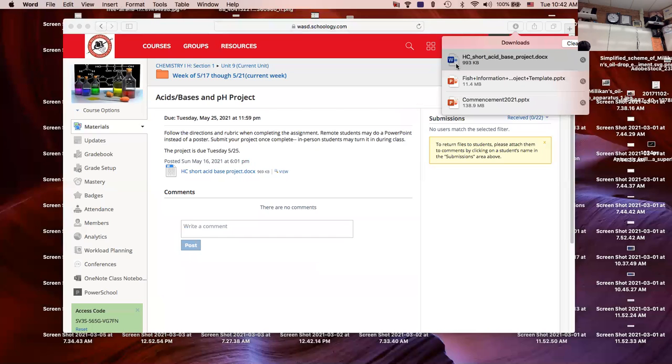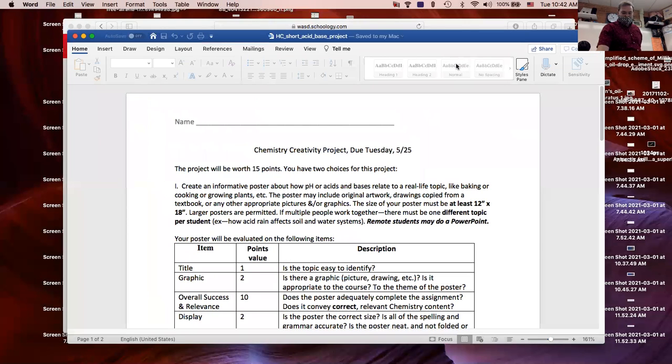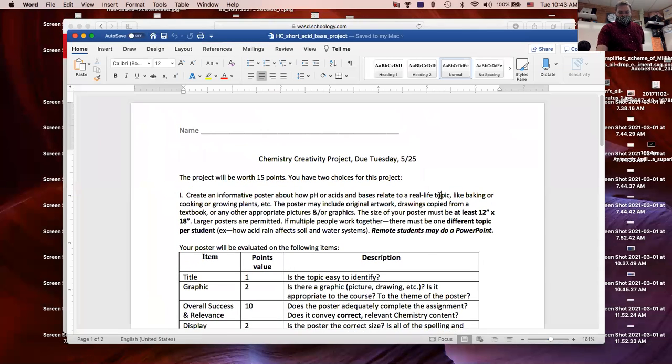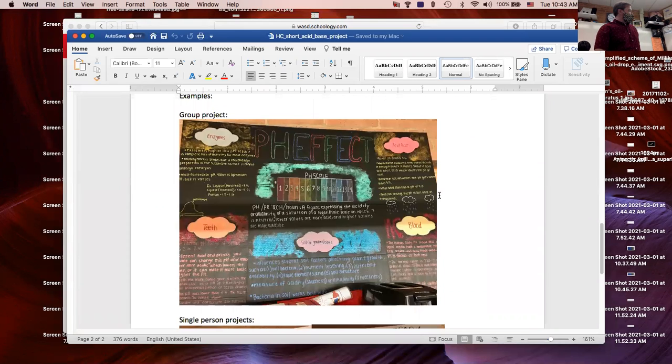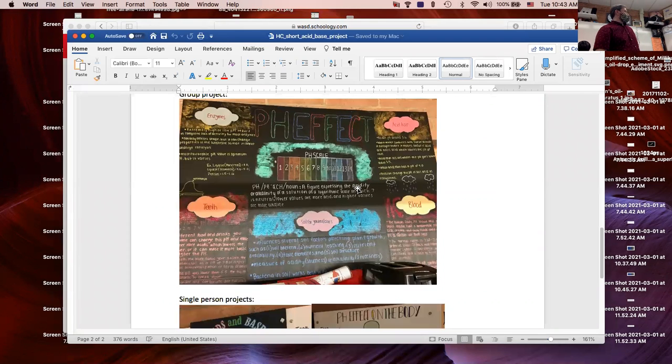So actually, you can start by looking on the back. On the back, there's an example of some posters students have made in previous years about acids and bases. This one says pH effect, but it's a pun, pH and then effect. pH scales are here, and then descriptions about the roles of acids and bases in different things in your life, like enzymes, your teeth, blood, or acid rain.